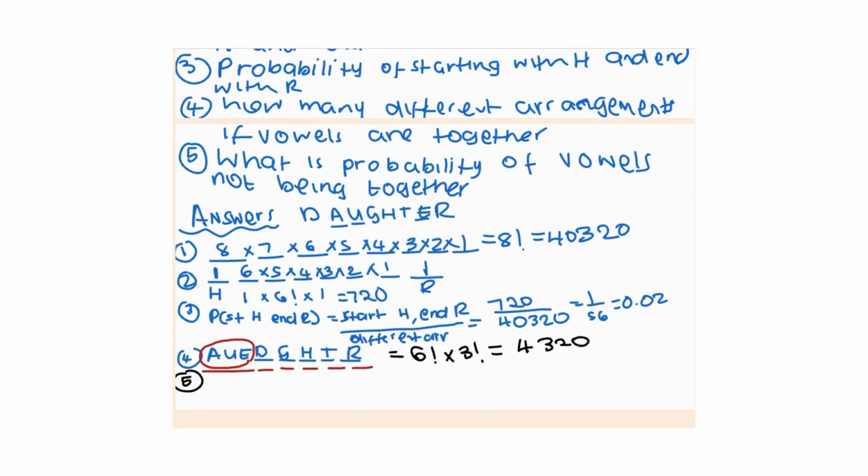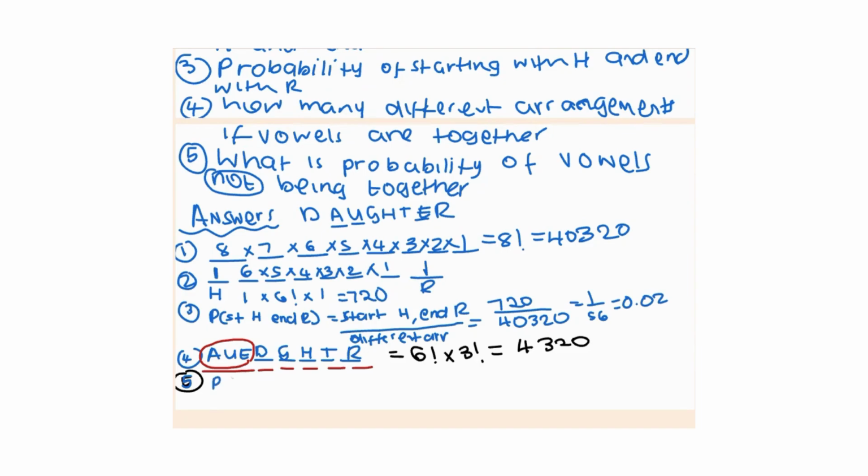Okay, the last one, very common question. Take note. Very, very common question. What is the probability of the vowels not, keyword, not being together? Whenever they say not, there's no way that we can go and always separate the vowels. But remember, probability of being together and probability of not being together are complementary. Complementary means when you add them, you get a 1.